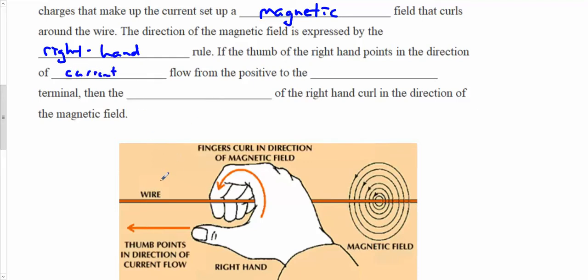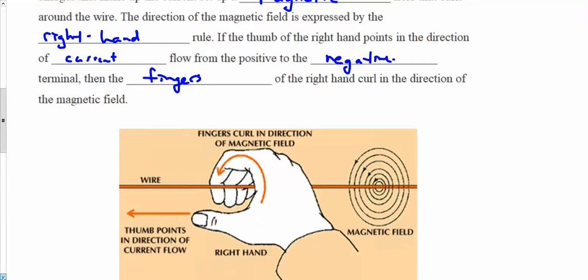And if you're watching right now and you're writing or you're not, put down your pen, get your right hand out and maybe hold your pen like it's a wire, like it's this wire right here, and then gently grab it like this. Your thumb will point in the direction of current flow, and your fingers curl in the direction of the magnetic field. So there's a magnetic field going around this wire in this direction, from the positive to the negative terminal. Then the fingers of the right hand curl in the direction of the magnetic field. So this is your right hand rule.